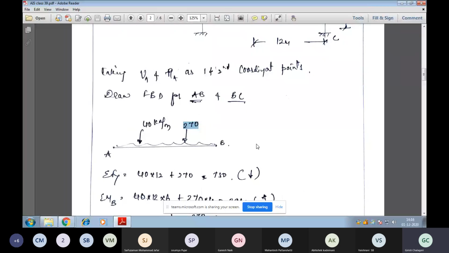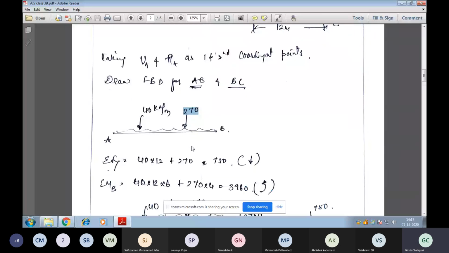Whatever moment and forces should be calculated at the B joint here. At the B joint, we can find the vertical forces: the summation of vertical force at B equals 40 into 12, that is the UDL, plus 270, which is the point load. So the total vertical load at the B joint will be 750. We can see the 750 is acting downwards on the beam.